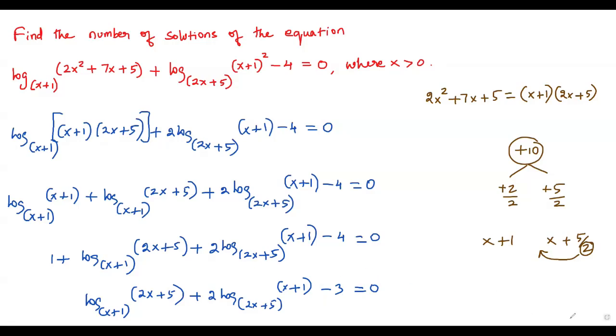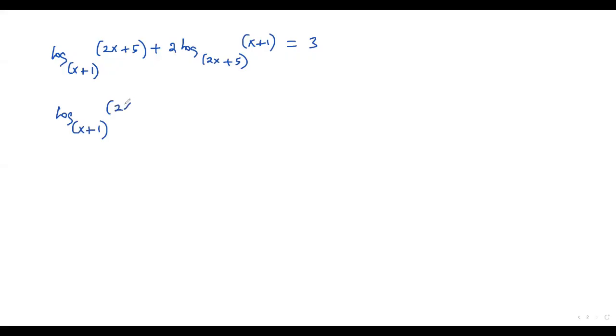Okay, now let me continue on the next page. Then we have log base x+1 of (2x + 5) + 2 times log base 2x+5 of (x + 1) = 3. Okay, let me continue. Log base x+1 of 2x + 5.